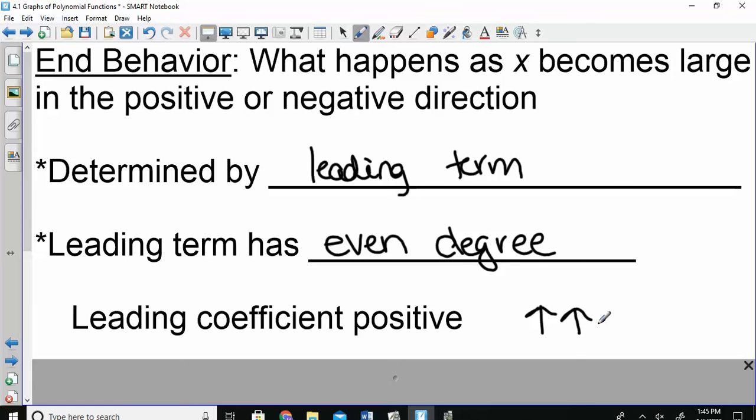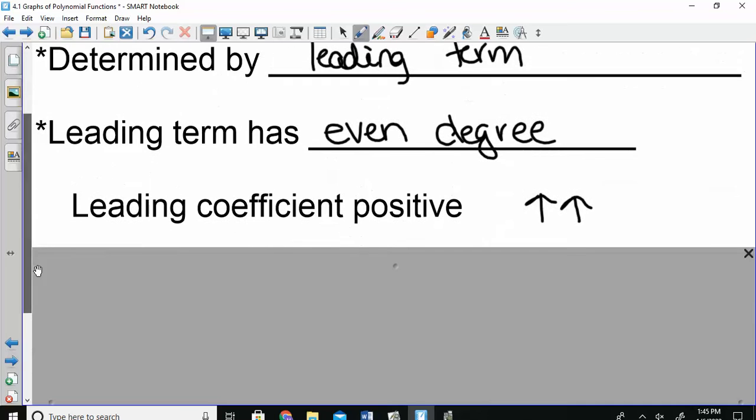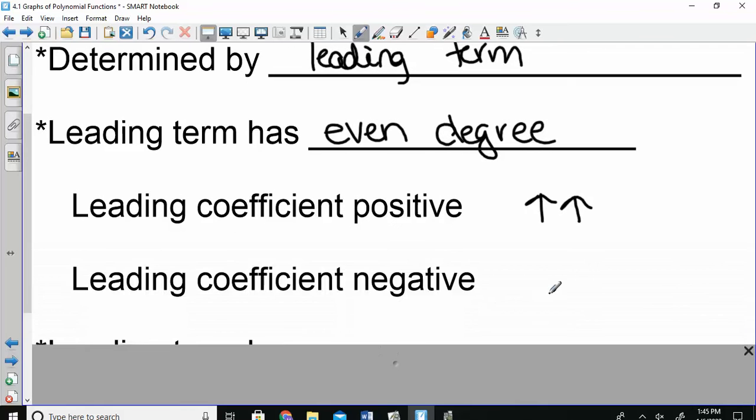What if I said negative x squared? What would happen? They both go down. Yeah. So the ends go the same way. As long as it's a positive, it's a regular upward parabola. But as soon as I throw a negative coefficient, it just flips them both down. So if that leading coefficient were negative, my end behavior would be down, down.